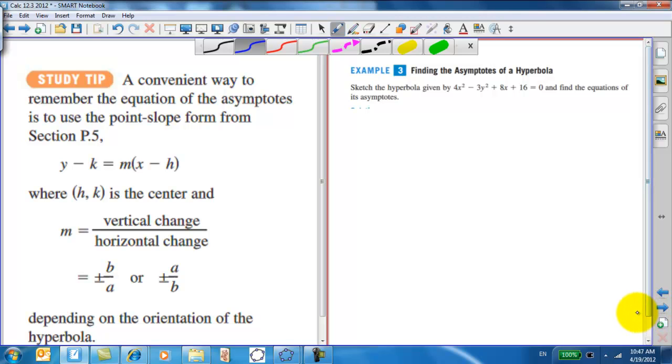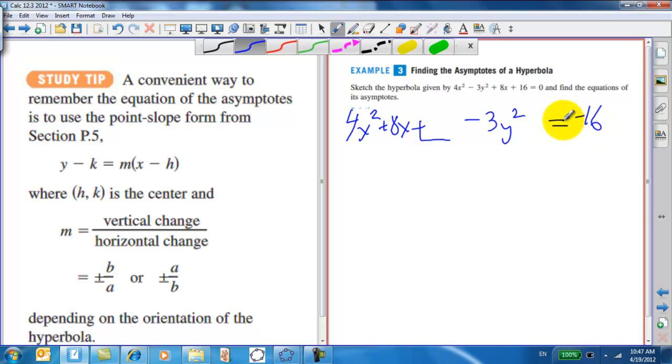Now, finding the asymptotes of a hyperbola. Sketch the hyperbola given this equation and find the equations of its asymptotes. Well, here's again this idea of completing the square. So we've got, separating the variables, 4x squared plus 8x plus blank, minus 3y squared equals, I'm going to put the negative 16 over here.